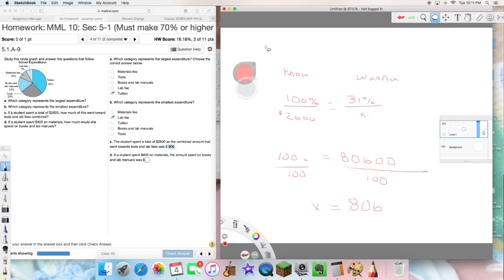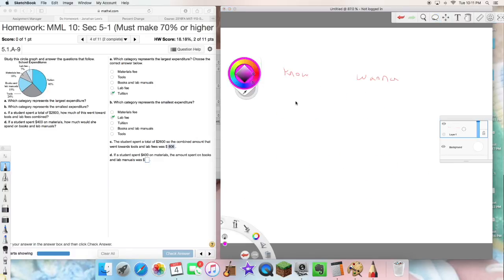Next one. We're going to do the same thing again. We're going to set up a proportion with what I know versus what I want to know. But in this problem it says a student spent $400 on material. So what do I know? I know that material is 10%. And I know that it was $400. Okay? What do I want to know? How much is books and labs? Well, books and labs is 19%. And I want to know how much that is. So I set up a proportion. So I'll work this out.